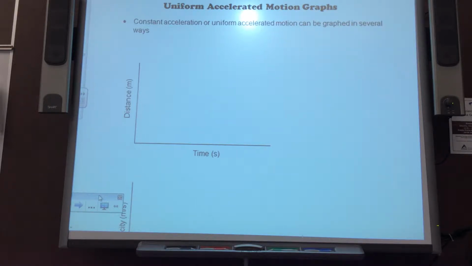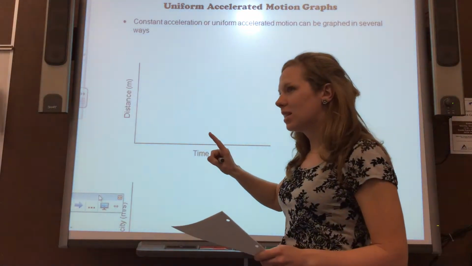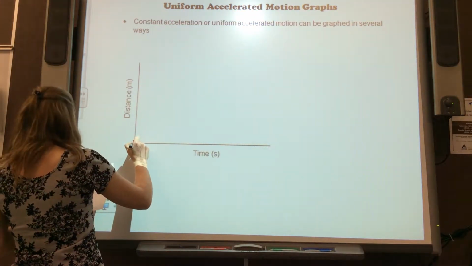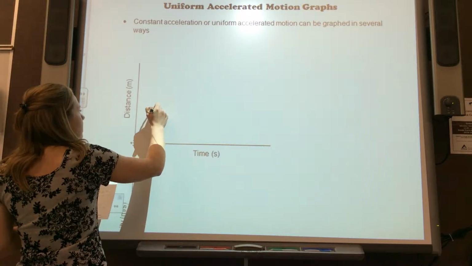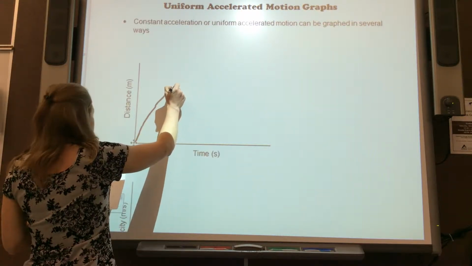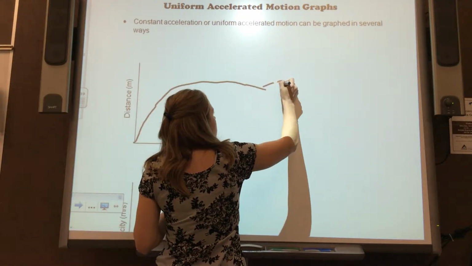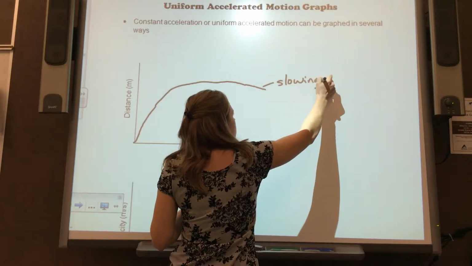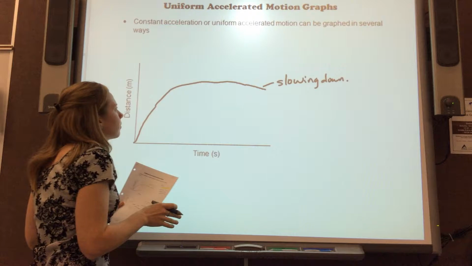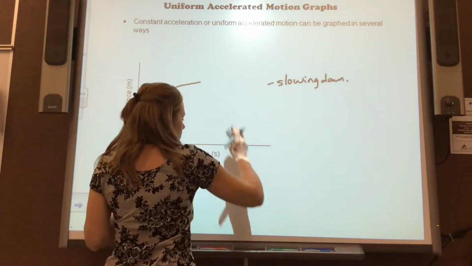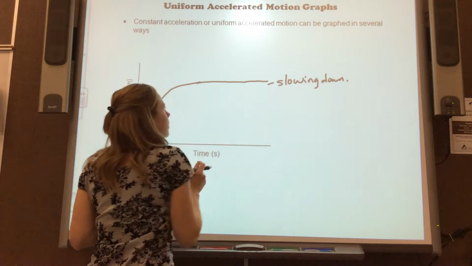Okay, so constant acceleration or uniform accelerated motion can be graphed in several ways. So we can see acceleration on a distance time graph. Say something was accelerating on a distance time graph. Let's start at 0, and it goes up, up, up. So this is accelerating, slowing down. As it's leveling off, this is slowing down. Make that more level. Okay? Slowing down.